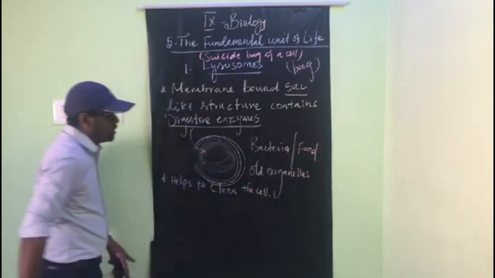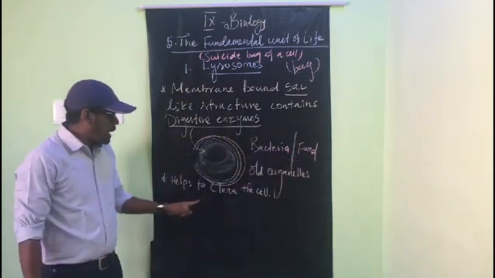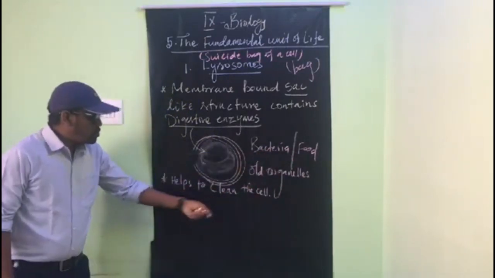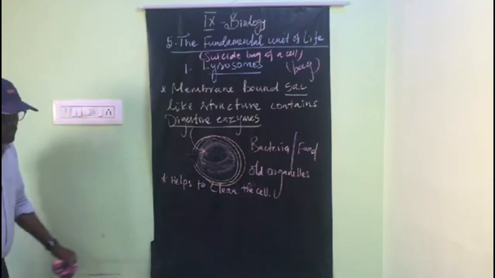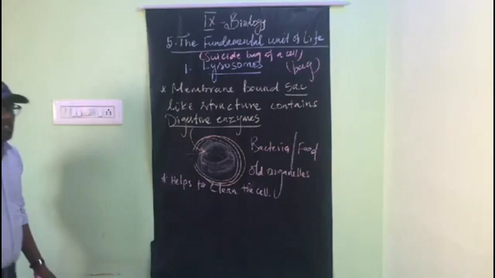How does it help to clean the cell? If these things are unwanted to the cell, what's happening? It is digesting these things. So it helps to clean the cell. And lysosomes are called the digestive scavenger of the cell.